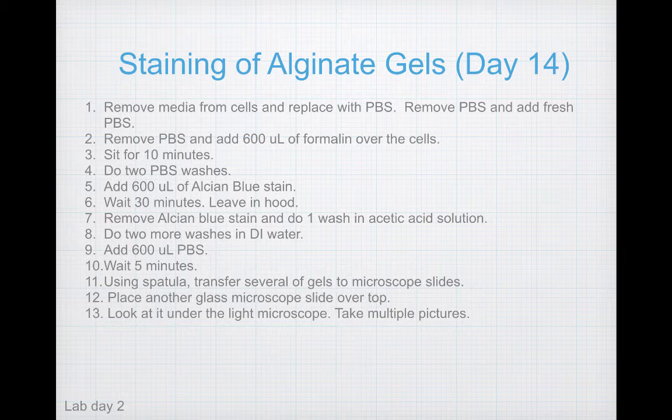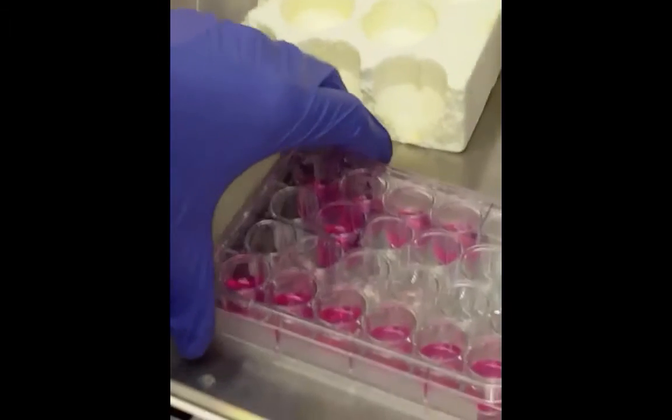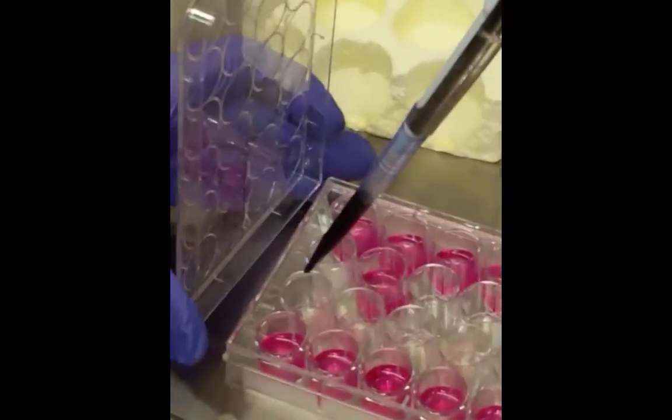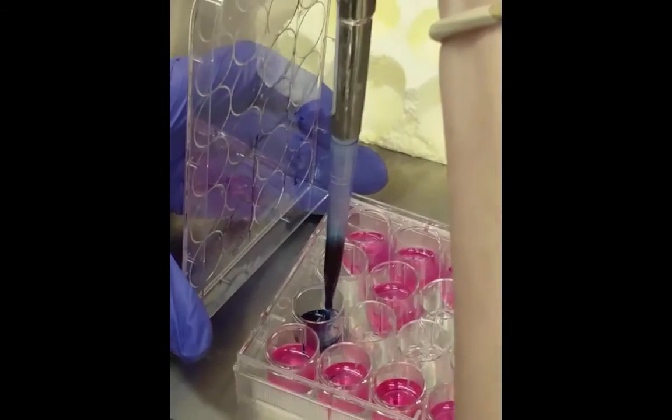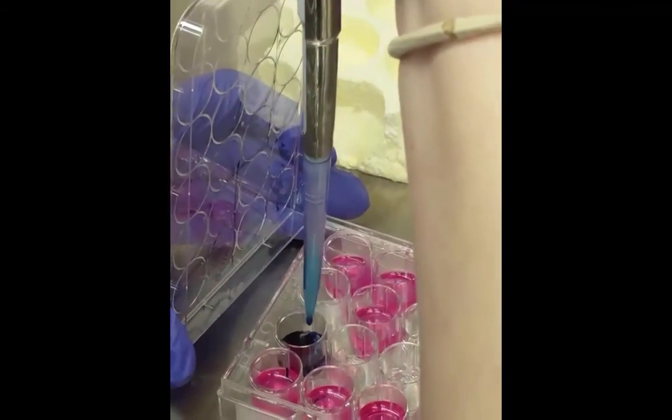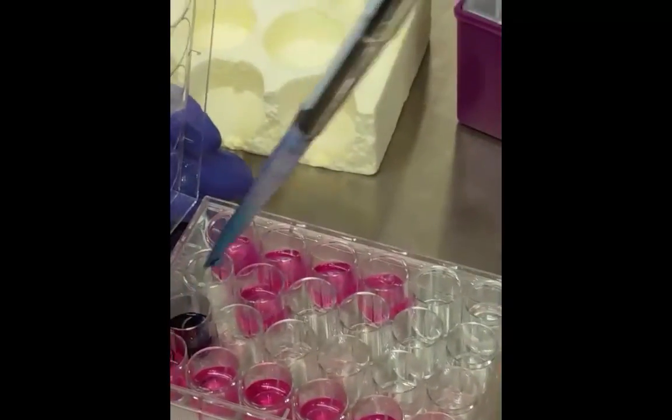After those, you'll add 600 microliters of formalin over the cells and let it sit for about 10 minutes and then do 2 more PBS washes. Then you'll add 600 microliters of Alcian blue stain over the alginate gels. And here's an example of a student adding the 600 microliters of the Alcian blue stain, it's blue as you might expect, over the alginate gel.